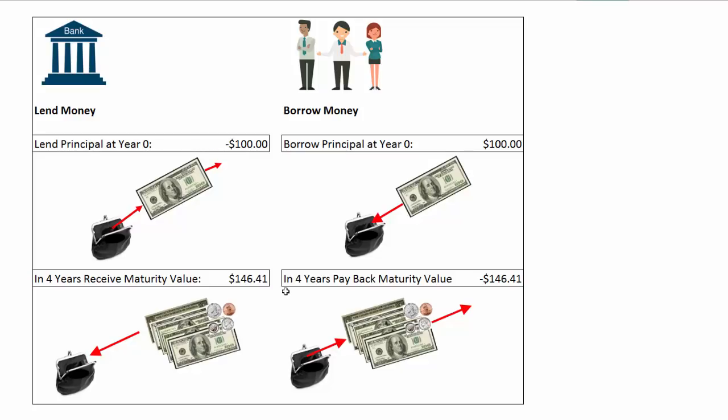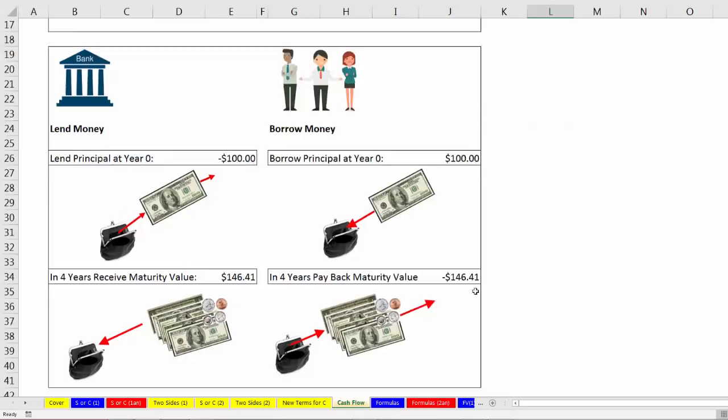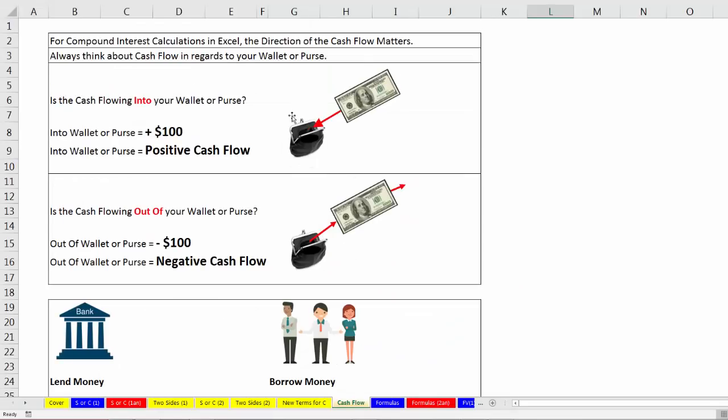From your point of view, in 4 years, you have to pay back the maturity value. So, of course, it's a negative to you. It comes out of your wallet or purse, and it goes to the bank. All right, be sure to use the wallet purse trick to figure out if the cash is positive or negative.